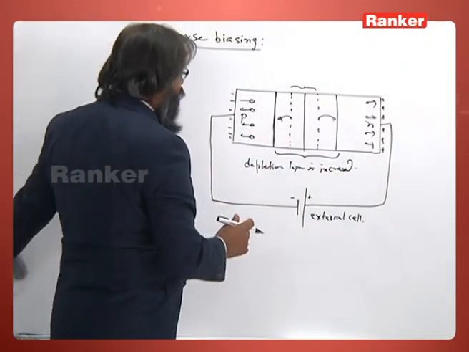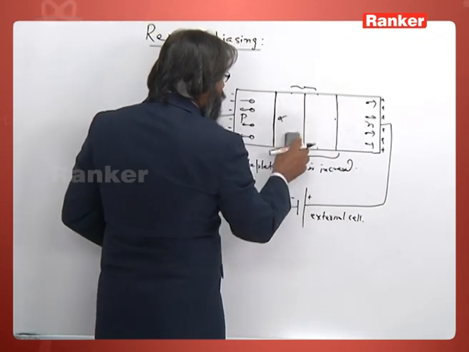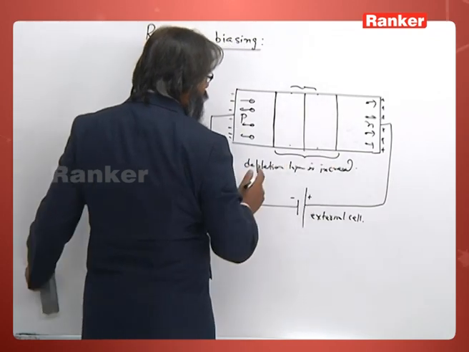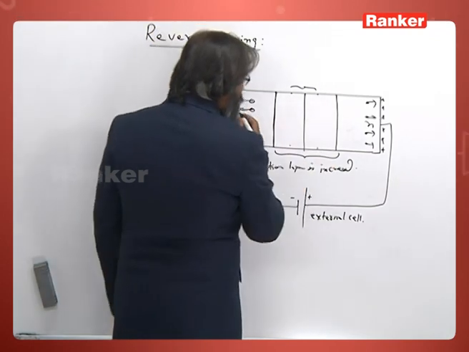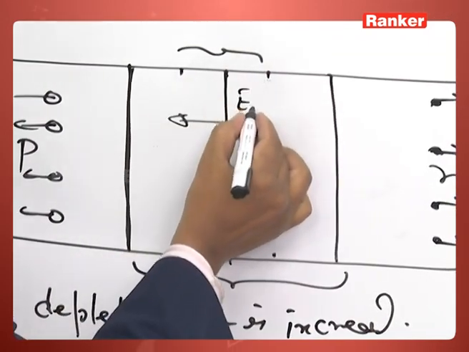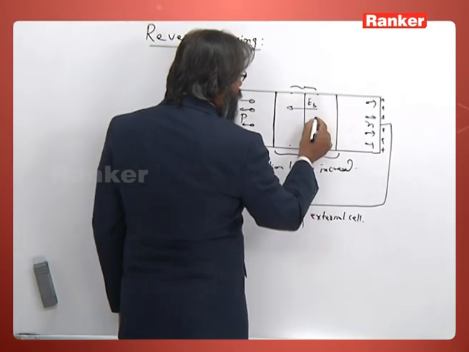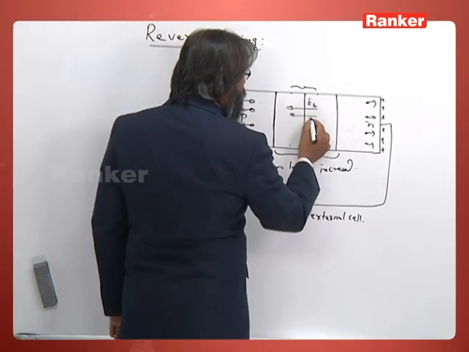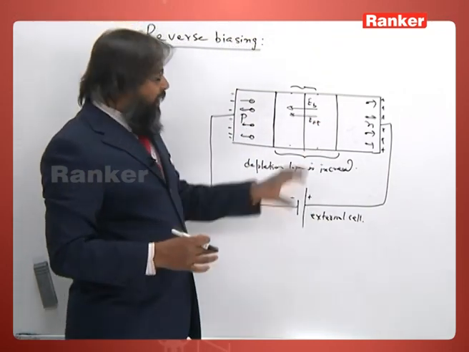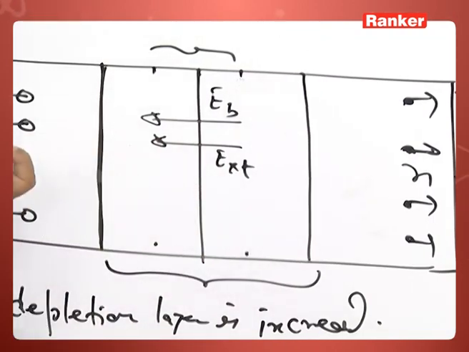So, let us remove this now. This was the previous position, and now this depletion layer has been increased. What about the field? Initially the field was in this direction and we used to call it E barrier, and now my external field is in this direction, E external. So you see here the electric field at the junction has been increased.